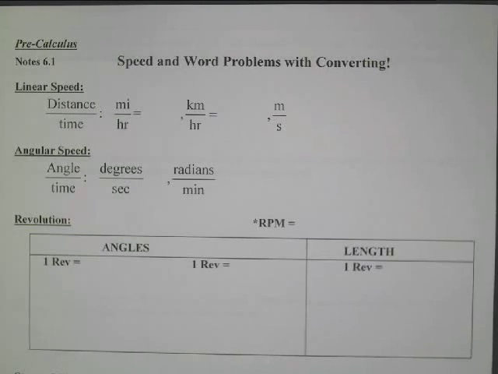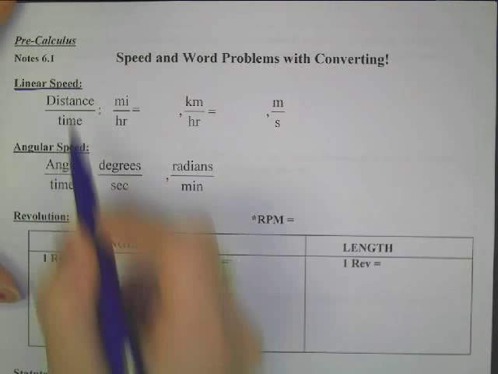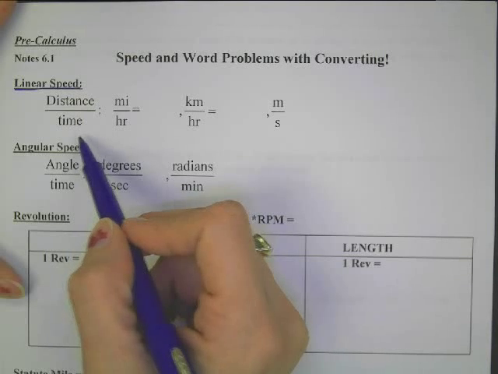This pre-calculus lesson is speed and word problems with converting. The first thing that I want to mention is the difference between linear speed and angular speed. Linear speed means distance with respect to time.